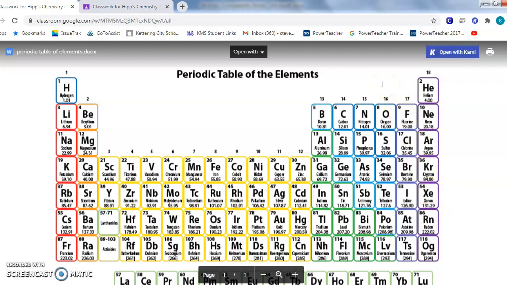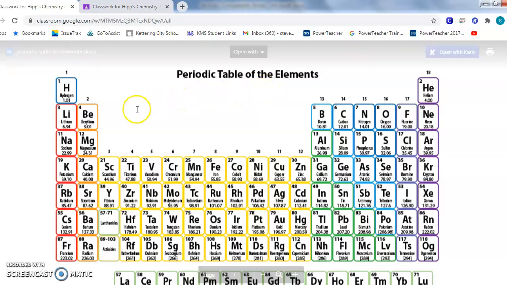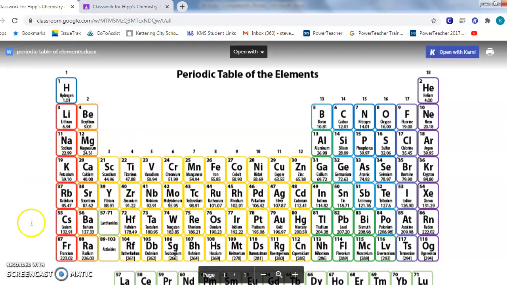We're going to take a look in our next video what this looks like on a periodic table. What are the ions that these elements like to form? We'll pick that up in the next video.